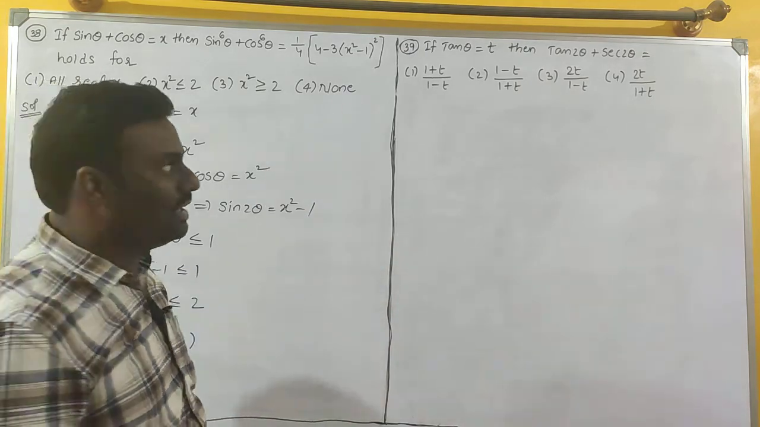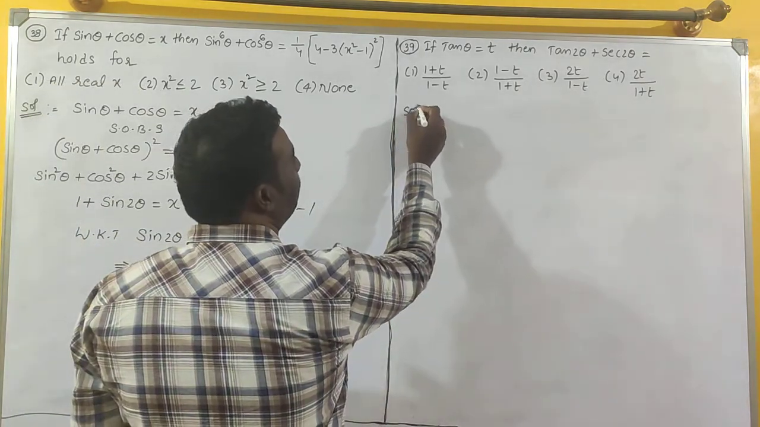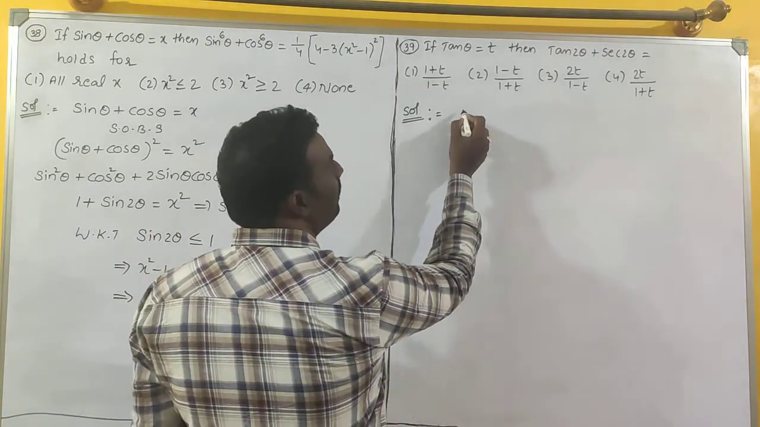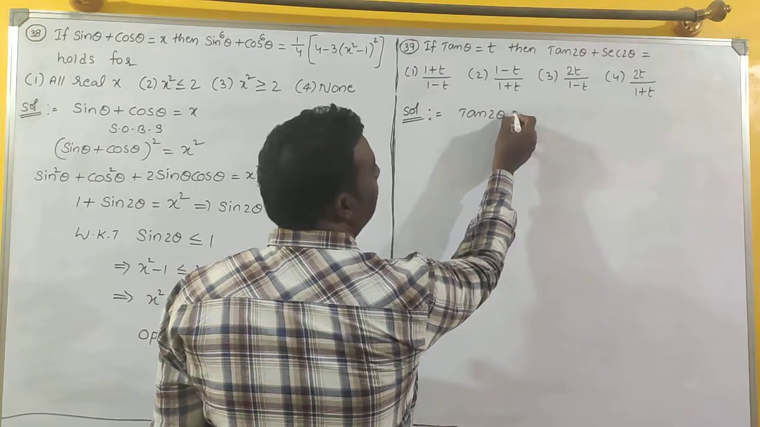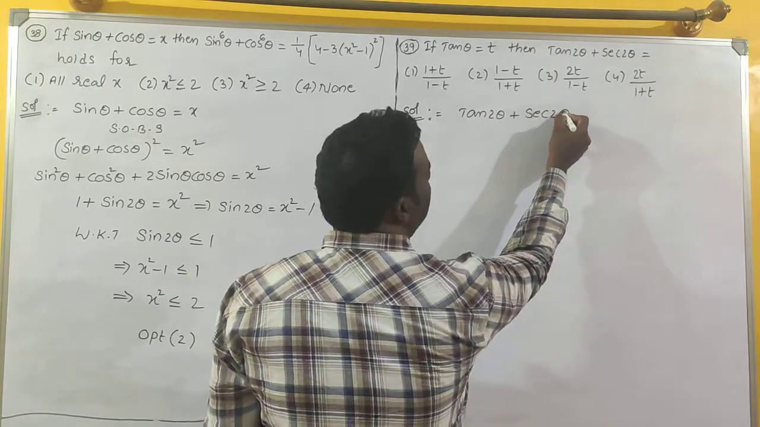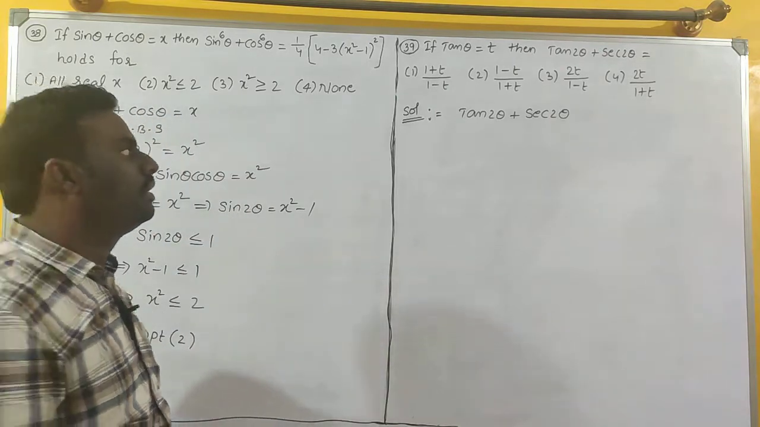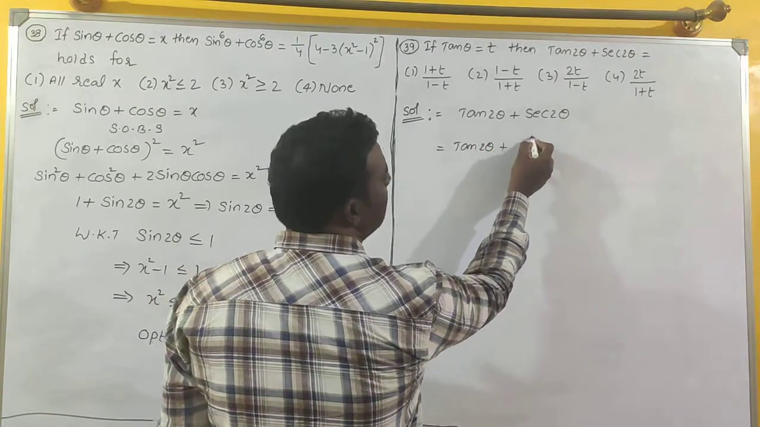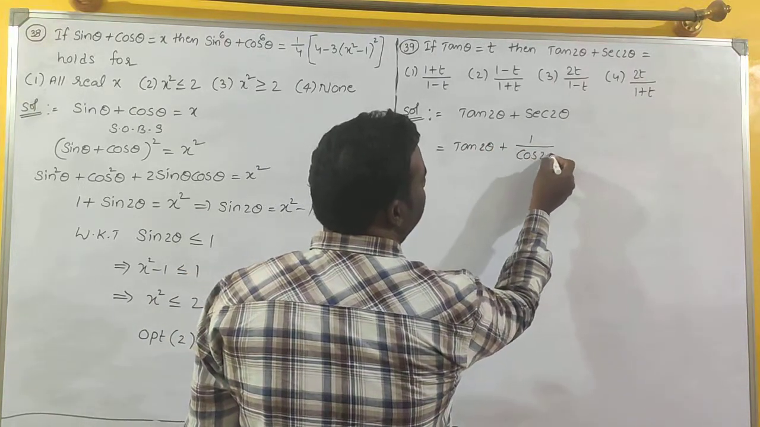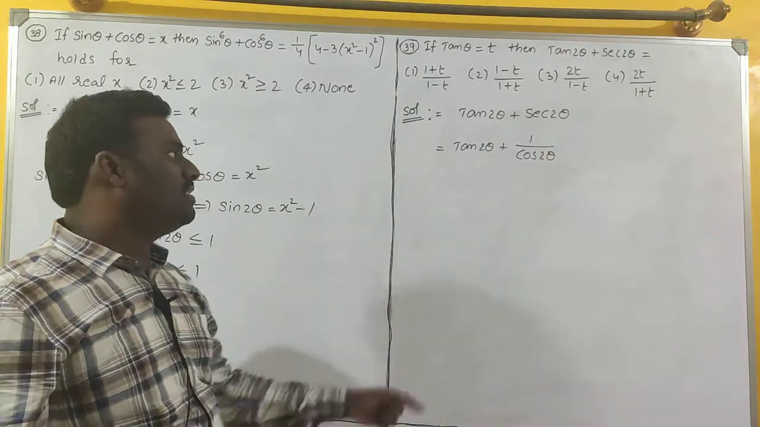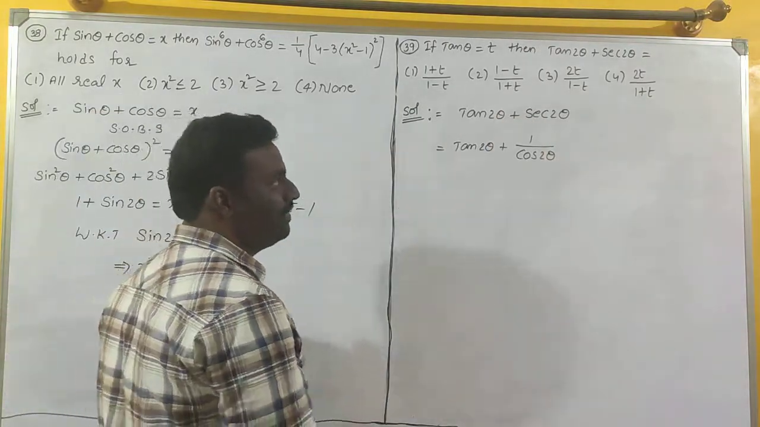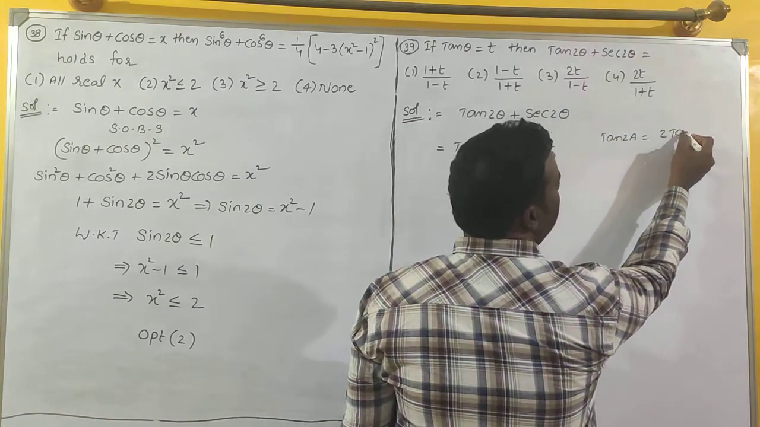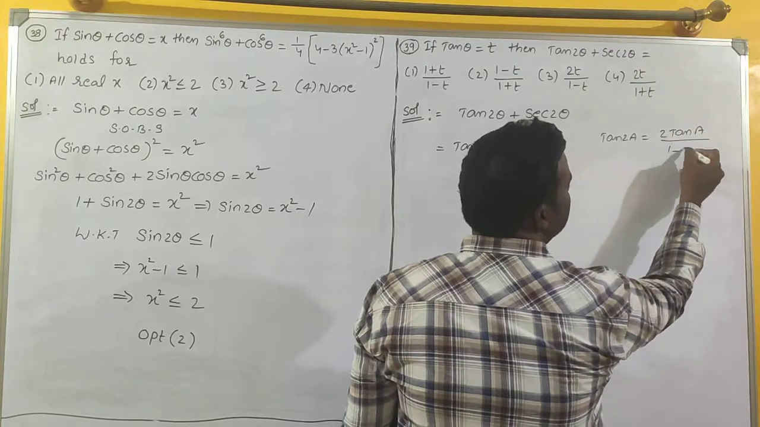Next, coming to the 39th question. In 39th question, we need to find tan 2 theta plus secant 2 theta. That equals to tan 2 theta plus secant, which is nothing but 1 by cos 2 theta. What is the formula for tan 2a? I am writing the formula here. Tan 2a is equal to 2 tan a by 1 minus tan square a.